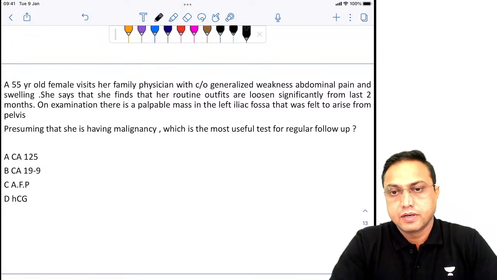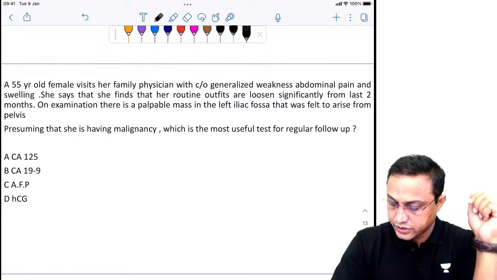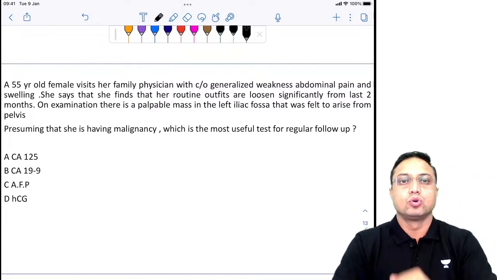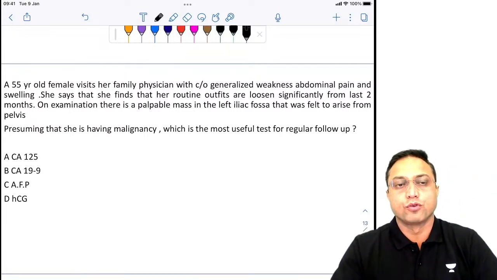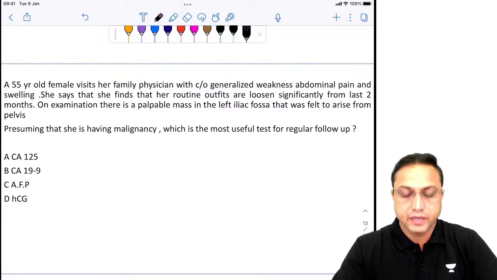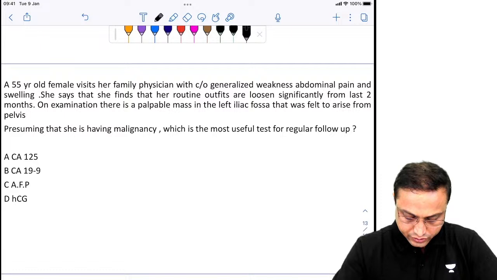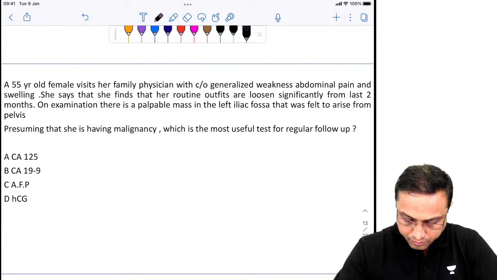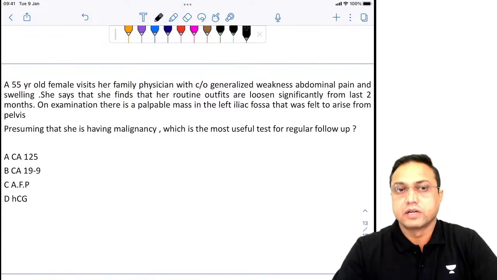Time's up, guys. Answers, please. So let's read the question. Presuming that she is having malignancy, what is the most useful test for a regular follow-up? And the options we have are carbohydrate antigen 125, CA 19-9, alpha fetoprotein, and HCG, human chorionic gonadotropin. Okay, so let's read the question.